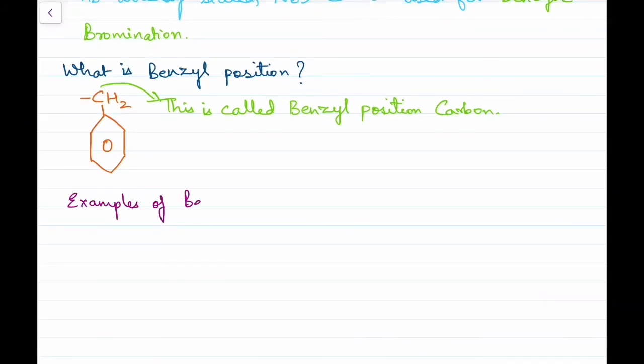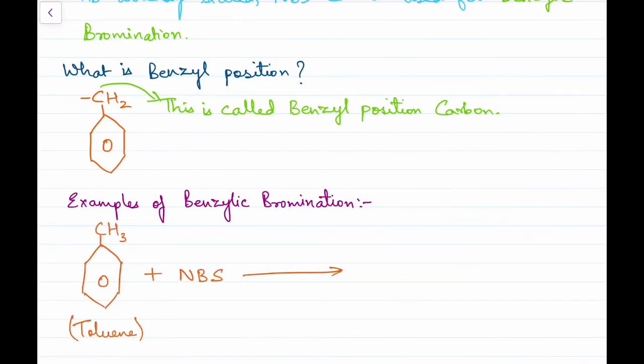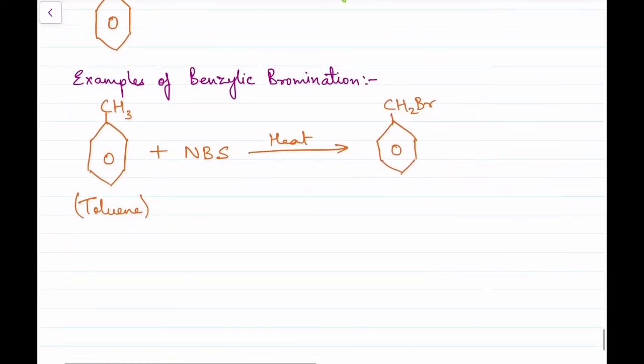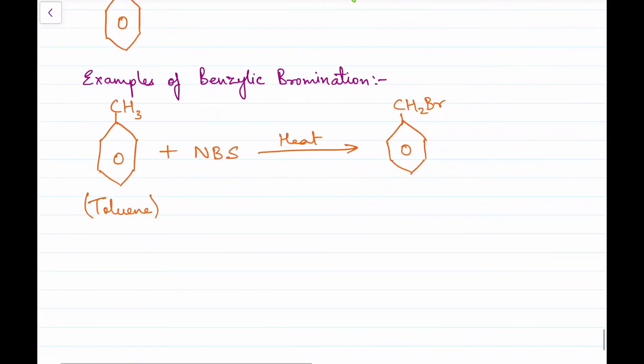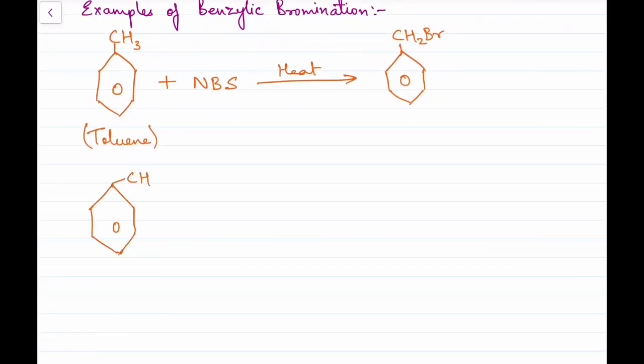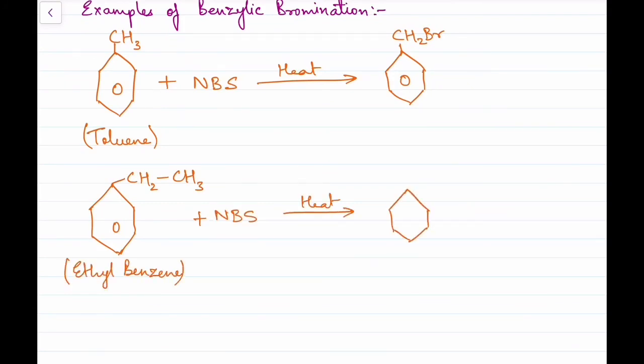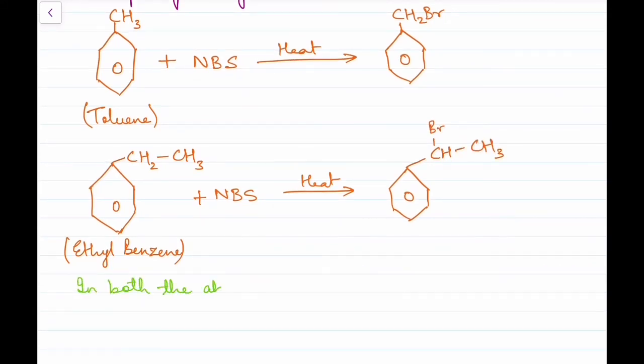Now let's understand benzylic bromination through an example. We have toluene here plus NBS. In the presence of heat, we know that the Br will attack the benzyl position and attach itself there. Let's see another example. We have ethyl benzene plus NBS. Now there are two carbons which are attached to the benzene, but we know the benzyl position, and so Br will be introduced at the benzyl position only. In both the above examples, Br attacks the benzyl position and bromine is introduced there.